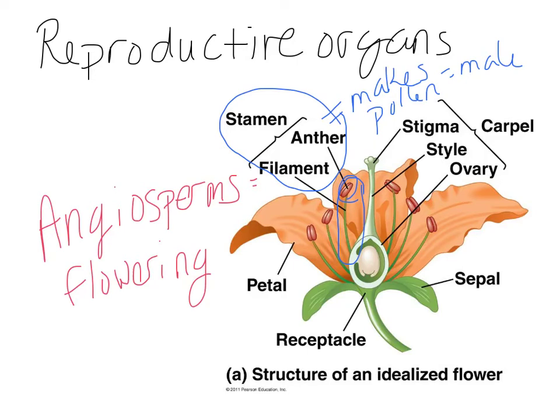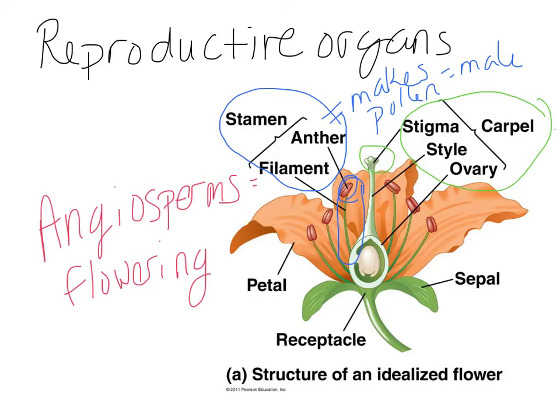Okay, over on the other side, you have what's called the carpel, and the carpel is the female portion of the plant. It consists of the stigma. The stigma is a sticky part that will trap the pollen.